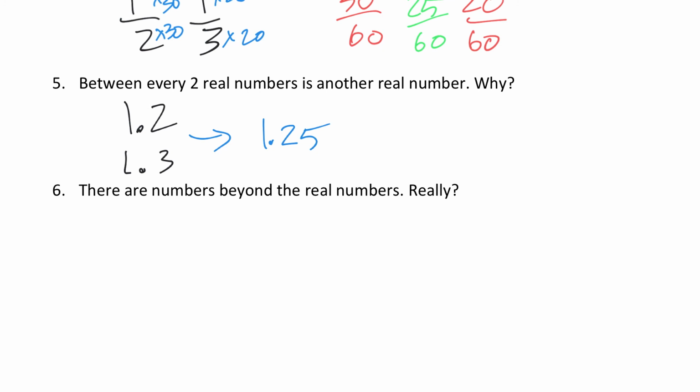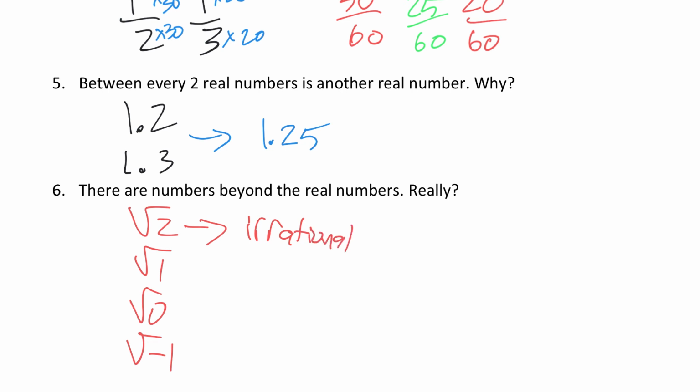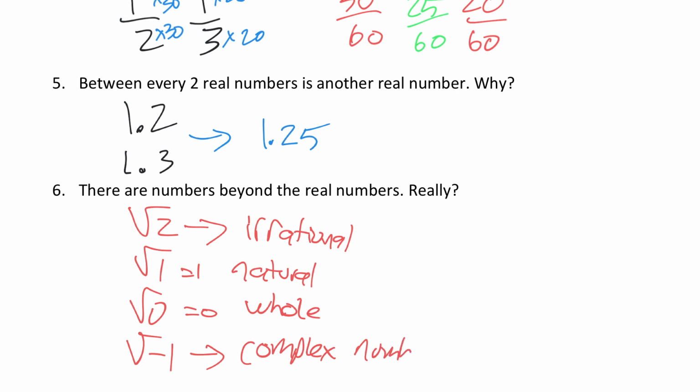And of course, there are numbers beyond the real numbers. Well, if you were, let's say, square rooting 2, or square rooting 1, square rooting 0, square rooting minus 1, you could look at what happens. Square root of 2, that's going to be irrational. Square root of 1, that's going to be just 1, which is natural. Square root of 0 is going to be 0, so that's going to be a whole number. And the square root of negative 1, well, we don't deal with that in our course. It's not a real number, but it is a type of number. It's a complex number, or sometimes called an imaginary number.